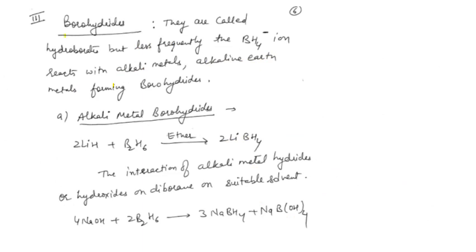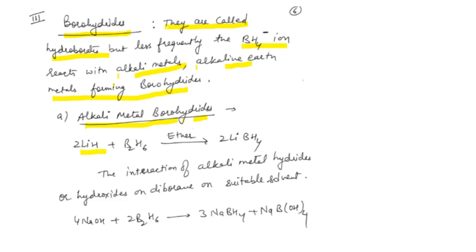Now the next category of compounds is borohydrides. They are also called hydroborates. When the boron hydride ion reacts with alkali or alkaline earth metals, it forms these compounds called borohydrides. So let's see one kind of borohydride, the alkali metal borohydride. When the ion reacts with alkali metals or alkaline earth metals, we have two types of borohydride: alkali metal borohydride and alkaline earth metal borohydride. So let's see here how it is prepared.